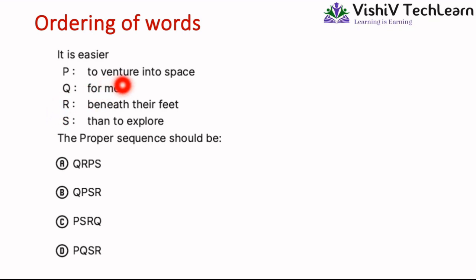For men, to venture into space than to explore beneath their feet. Is it right, or is it for men to venture into space beneath their feet than to explore? Which one is logical? What do you think? If you think logically, grammatically, S should be the middle part and the last part should be beneath their feet. So the proper sequence should be, it is easier for men to venture into space than to explore beneath their feet. So here the sequence becomes QPSR, and that is option B. Let's check. Yes, option B is right.